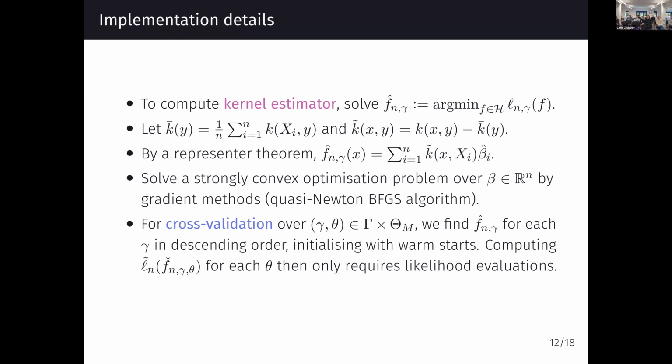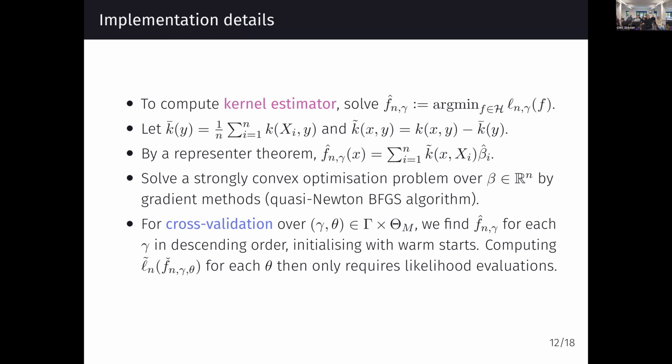So it still could be quite high dimensional, right? If there's hundreds of thousands of data points, this is still maybe not the best thing to do. But at least in theory, you can solve this over beta in R^n using any kind of gradient method, because this loss function is strongly convex. So any kind of gradient descent will be fine. We found in practice that the BFGS algorithm is very effective here because it estimates some kind of curvature structure as well. So that's for fitting f hat.